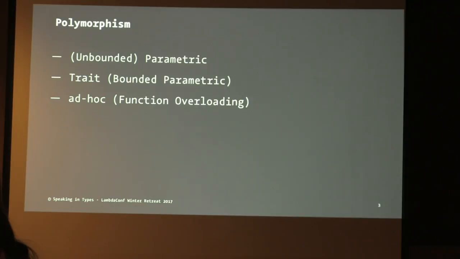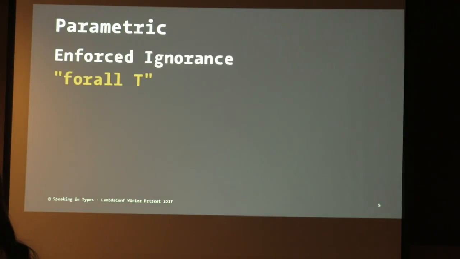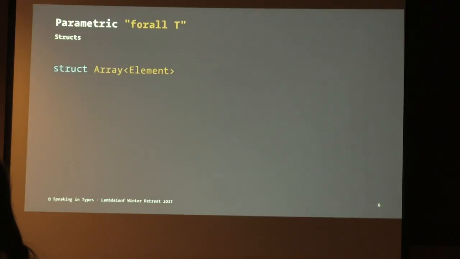Unbounded parametric polymorphism is when we don't have any restriction on what kind of types we accept. Trait polymorphism is when we actually say, oh, well, I'll work for any equatable or any comparable or any hashable something or other. And then ad hoc is function overloading. Let's talk about that for a little bit more. And forced ignorance. So the reason that we like parametric polymorphism is we know nothing about the types that we are abstract over. So for any T, what does that mean?